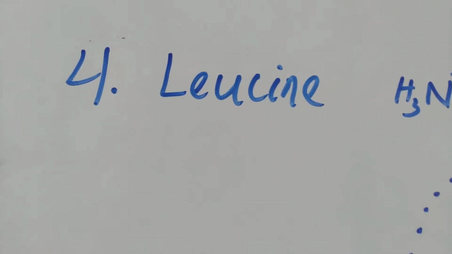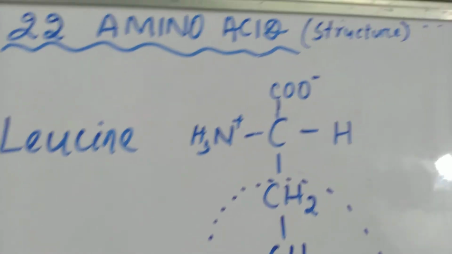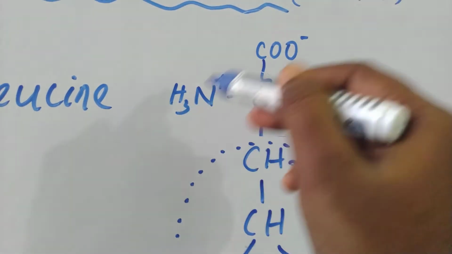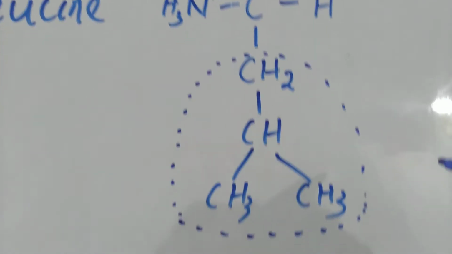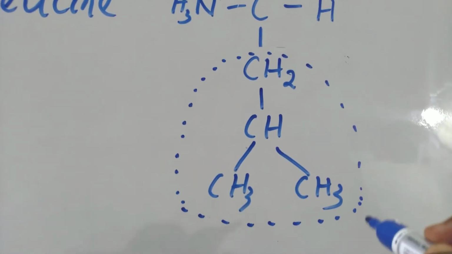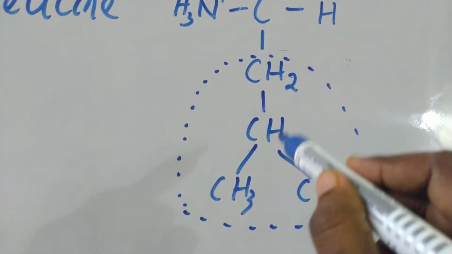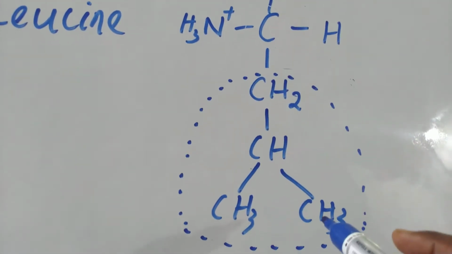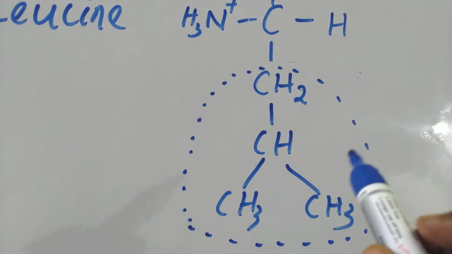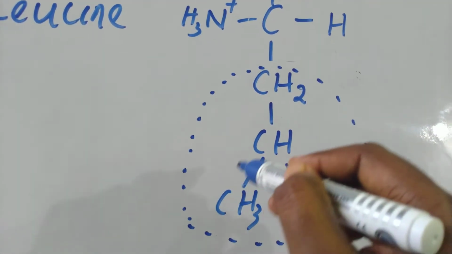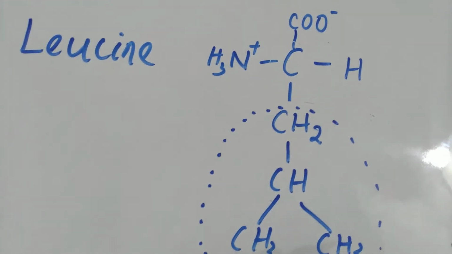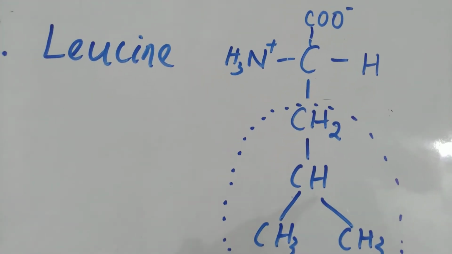So the fourth one is leucine, and here the same again. These 3 groups are constant, and the R group is CH2CH(CH3)2. So if you remember, in case of valine there was an isopropyl group, so you just have to add 1 carbon. Like this you can remember the structure of leucine.